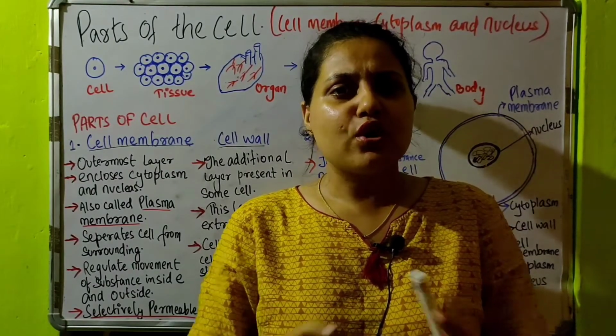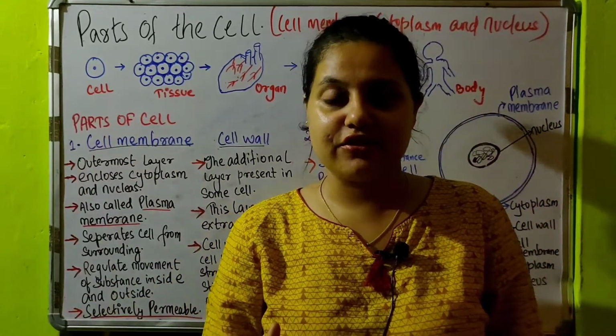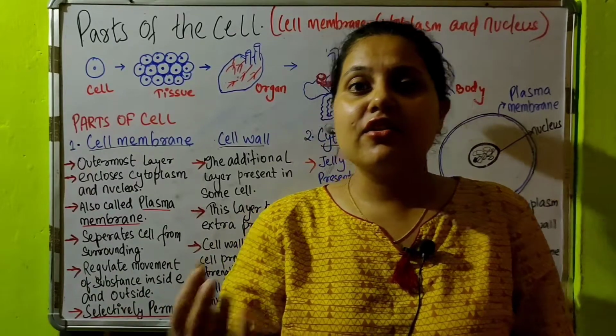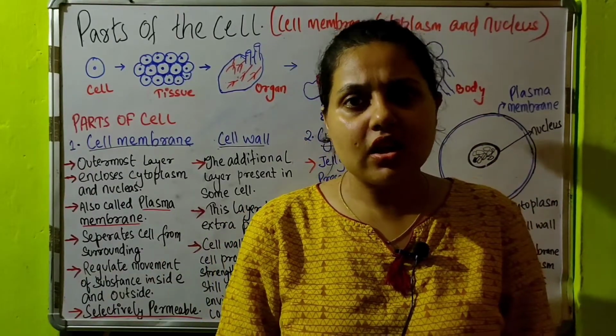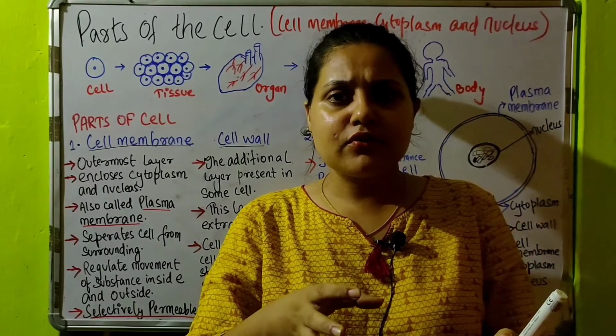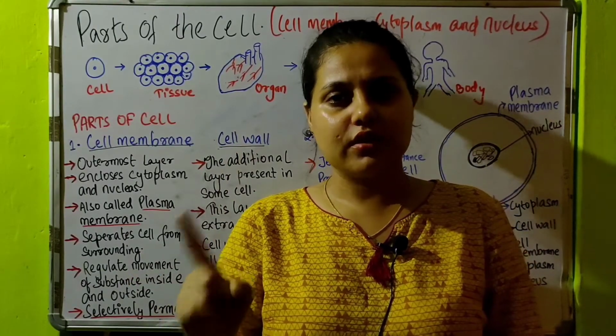Because our cell wants to protect itself from any external agent. So what if any kind of harmful organism, bacteria, or virus is entering the cell? At that time, what will the plasma membrane do? The plasma membrane will say no, you can't enter.